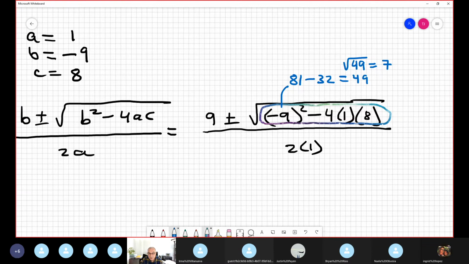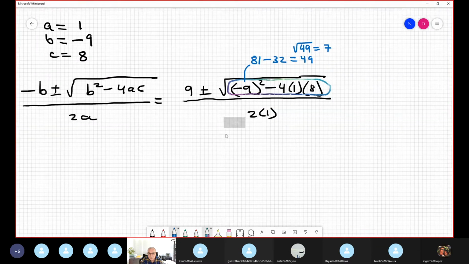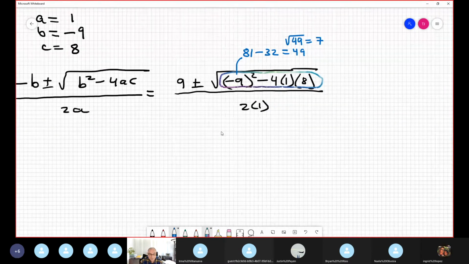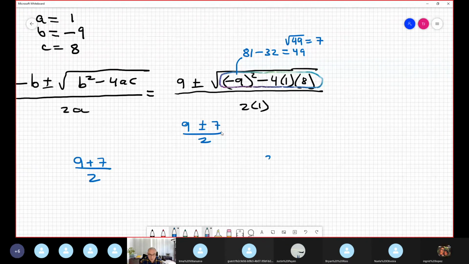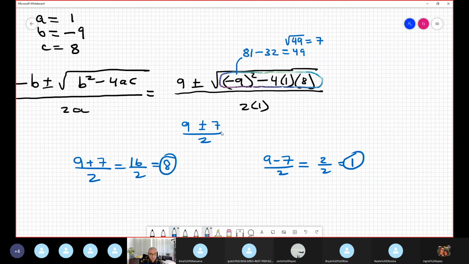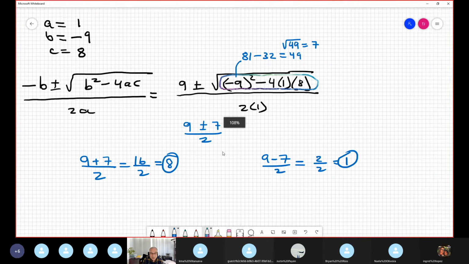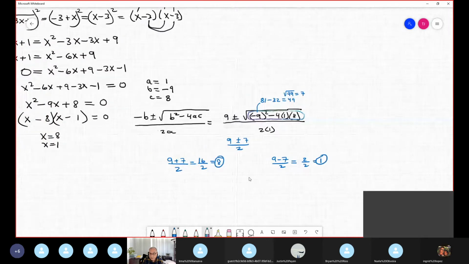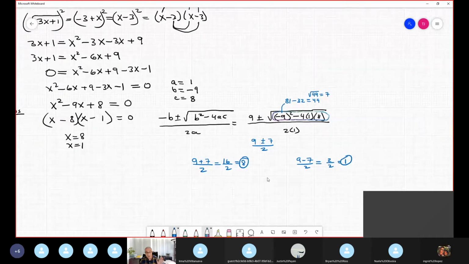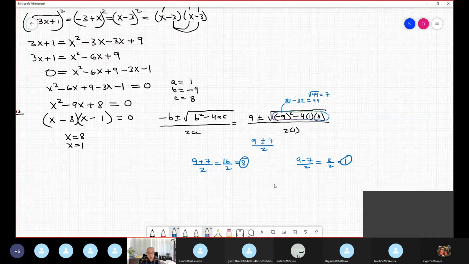My answer so far is 9 plus or minus 7 divided by 2. You separate into pieces. Plus or minus. This is 16 over 2, which is 8. And this is 2 over 2, which is 1. Bang! And we get exactly the same answer as we got by factorization. Nice, eh? It's your option.